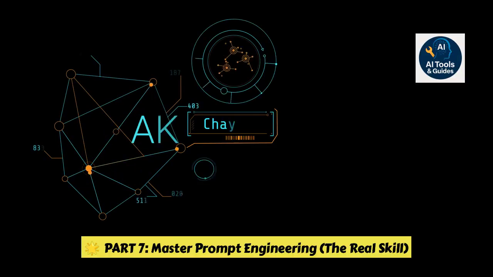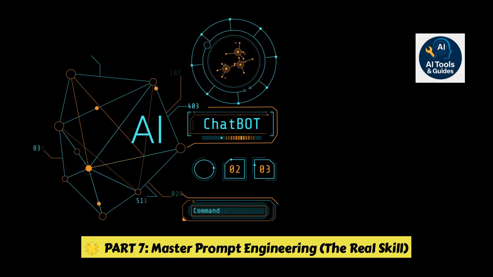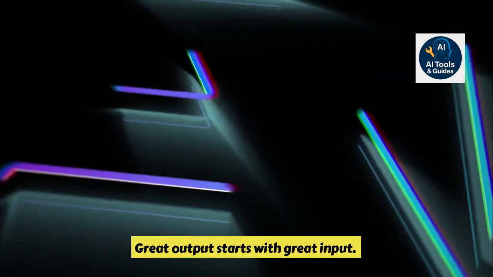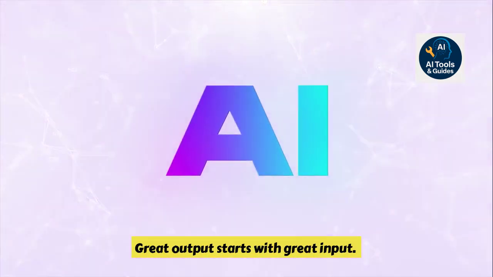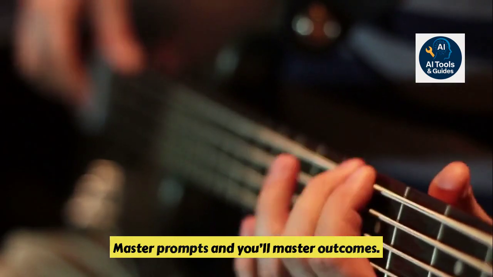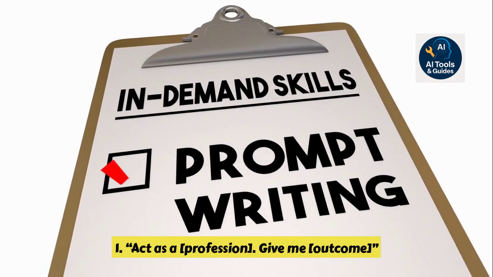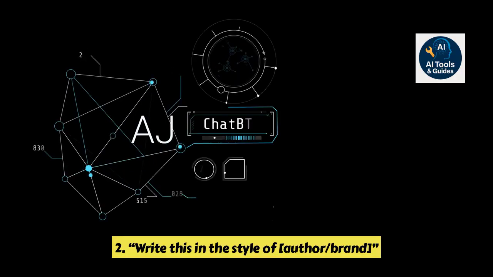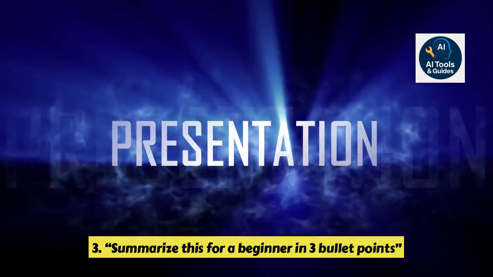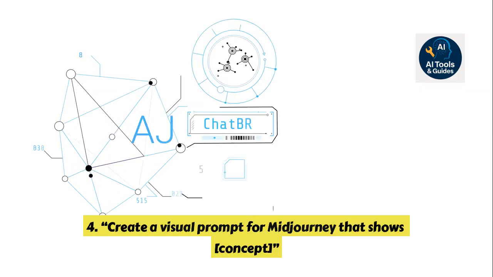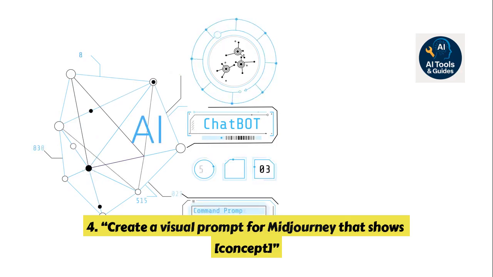Part 7: Master prompt engineering, the real skill. Great output starts with great input. Master prompts and you'll master outcomes. Prompt templates: Act as a profession. Give me outcome. Write this in the style of author or brand. Summarize this for a beginner in 3 bullet points. Create a visual prompt for Midjourney that shows concept.